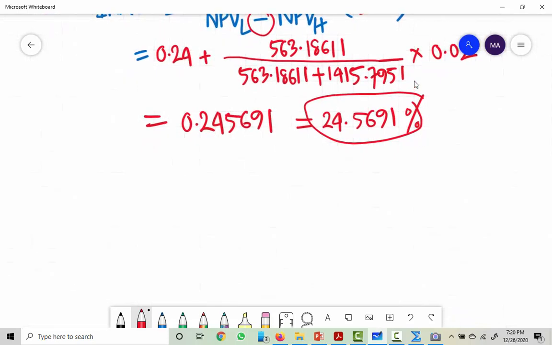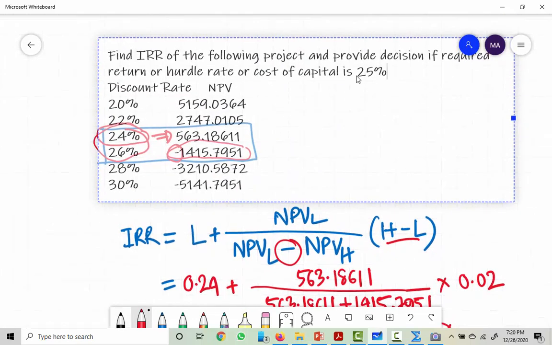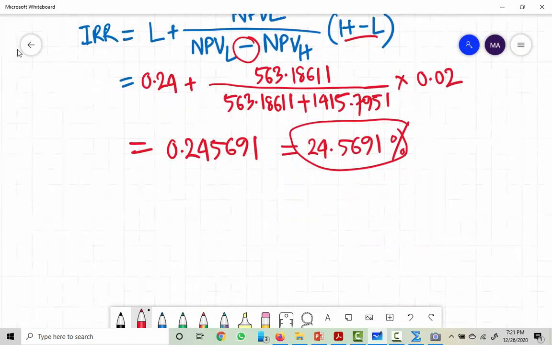Now the question is asking us to provide a decision if the required return is 25%. We need to provide a decision about the project where the required rate of return is 25%, right? So what will the decision be?